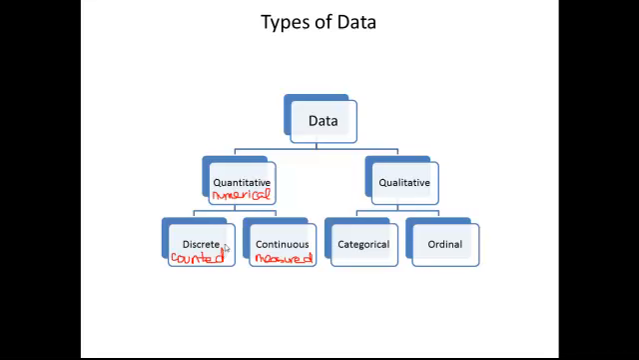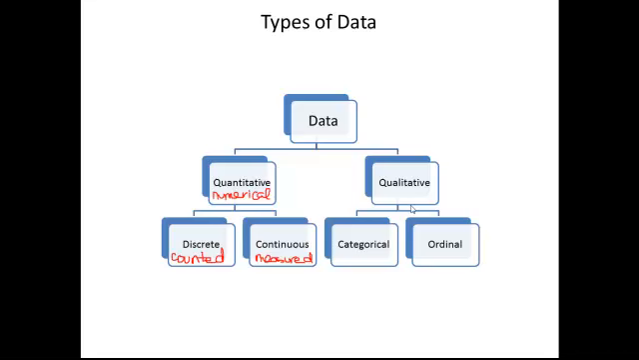Discrete data, it can only take on certain values. So again, if we were talking about the number of students in a class, we could have 26, 27, 28 students in a class, but we couldn't have 27.5 students in a class. That wouldn't make any sense. Okay, so discrete data can only take on certain values.